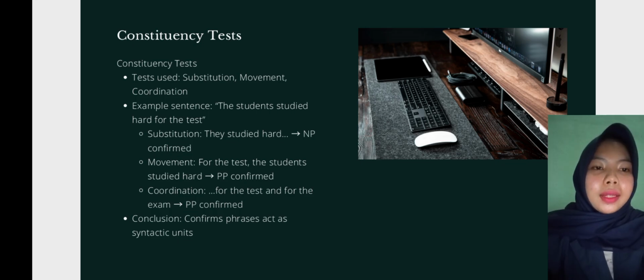For example, "the students studied hard for the test." Substitution: "they studied hard." It confirms NP, noun phrase. And next, movement: "for the test, the students studied hard." Confirms PP. Coordination: "for the test and for the exam" confirms PP. These tests show that sentence structure is based on syntactic relationships, not just word order.